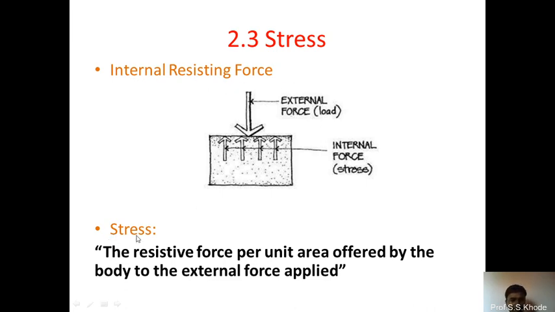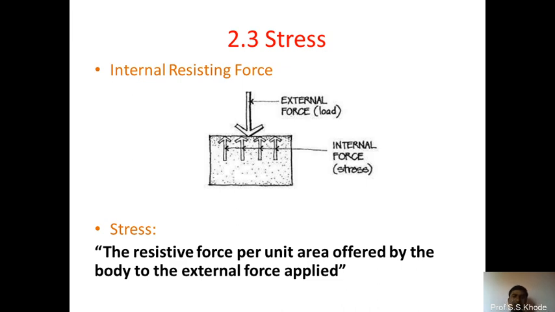Now let us consider the definition of stress. The internal resisting force per unit cross-sectional area offered by the body to the external applied force is generally termed stress. Once again I will repeat the definition: in simple form, the internal resisting force acting per unit cross-sectional area against the external applied force is termed stress.